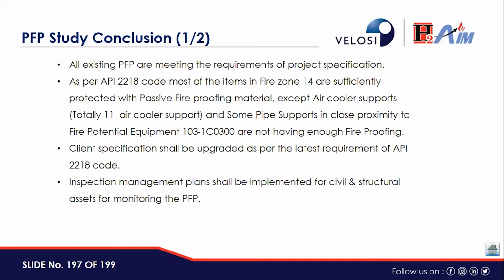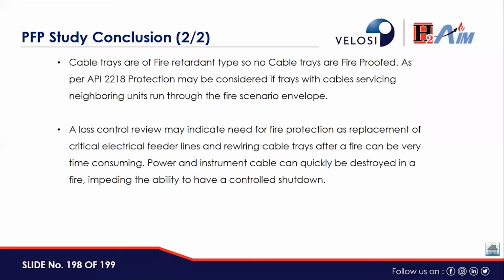Another conclusion of the PFP study was that the client specification shall be upgraded as per the latest requirement of API 2218 code. Inspection management plans shall be implemented for civil and structural assets for monitoring the passive fire protection. And then cable trays are of fire retardant type, so no cable trays are fireproofed.